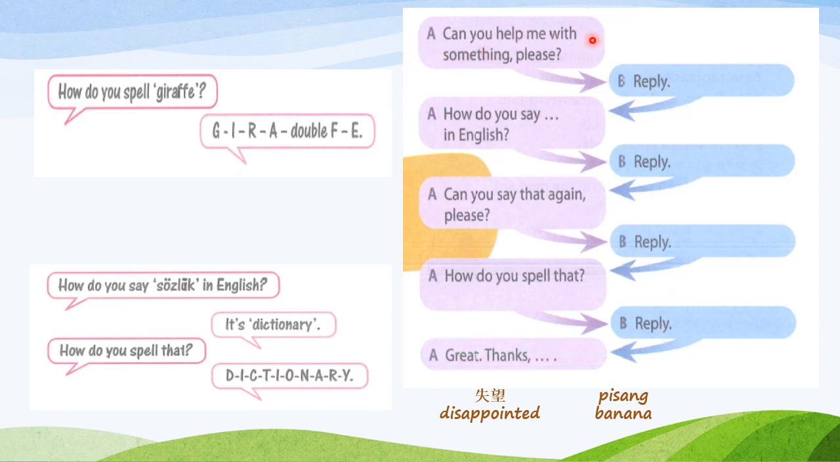Can you help me with something, please? Yes, sure, what's that? Or sure, or definitely, okay? How do you say pisang in English? Oh, it's banana. Can you say that again, please? Banana, it's banana. How do you spell that? B-A-N-A-N-A. Great, thanks mom or thanks sis. Okay, so that's how we ask for help when we are learning a language.